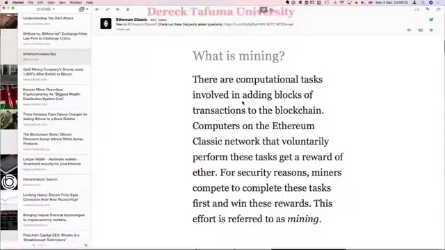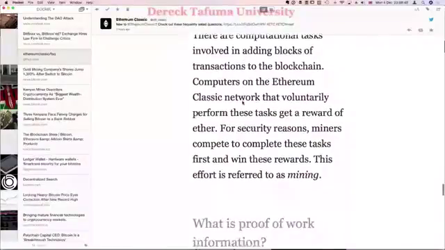So for security reasons, miners compete to complete these tasks first. So they are competing to complete it first. And then they win these rewards. This effort is referred to as mining. So that's what mining is all about.